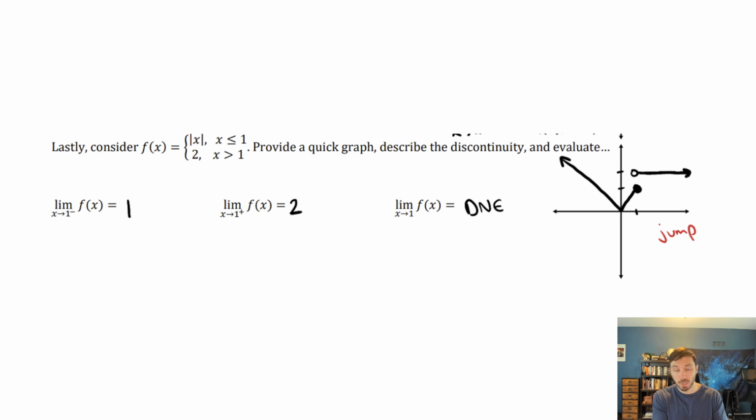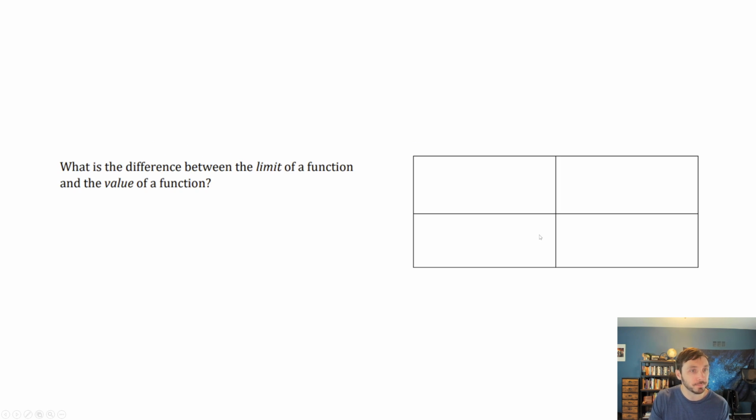Just approaching 1, right? Not from a side. It doesn't exist because we're 1 from the left, we're 2 from the right, and it turns out 1 is not equal to 2. So can't say that limit exists.